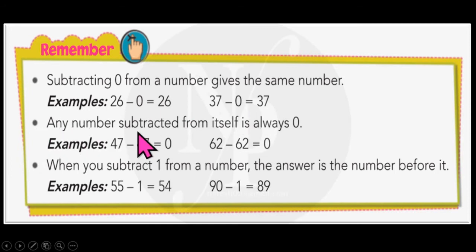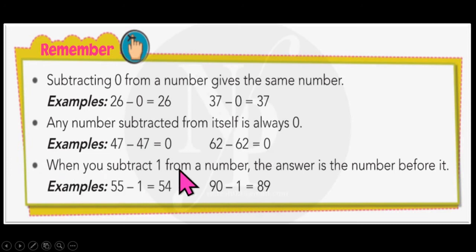Any number subtracted from itself is always 0. That means when you subtract a number from itself, any number minus the same number. Examples: 47 minus 47 is equal to 0. 62 minus 62 is equal to 0. 28 minus 28 is equal to 0. Whatever the number, if you subtract any number from itself, the difference will always be 0.